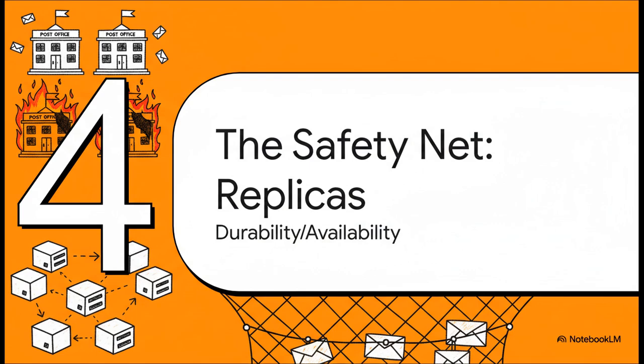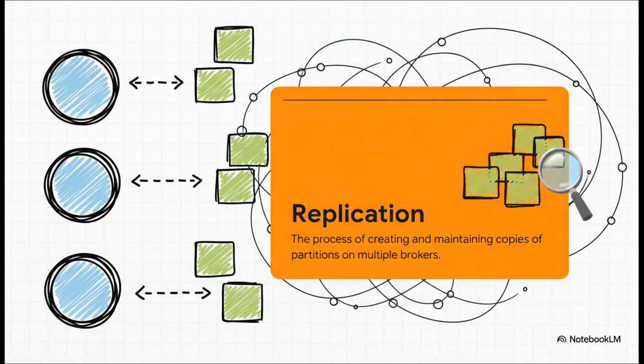Okay, so we have our post offices, our brokers, we have our parallel mail clerks, our partitions. Things are running smoothly. But what happens if a post office burns down? How do we make sure that no mail gets lost? This brings us to Kafka's built-in safety net, replication. Replication is pretty much exactly what it sounds like. It's a fantastic feature where Kafka doesn't just store a partition in one place. Nope, it creates and maintains identical copies, or replicas, of that partition on other brokers across the whole cluster.